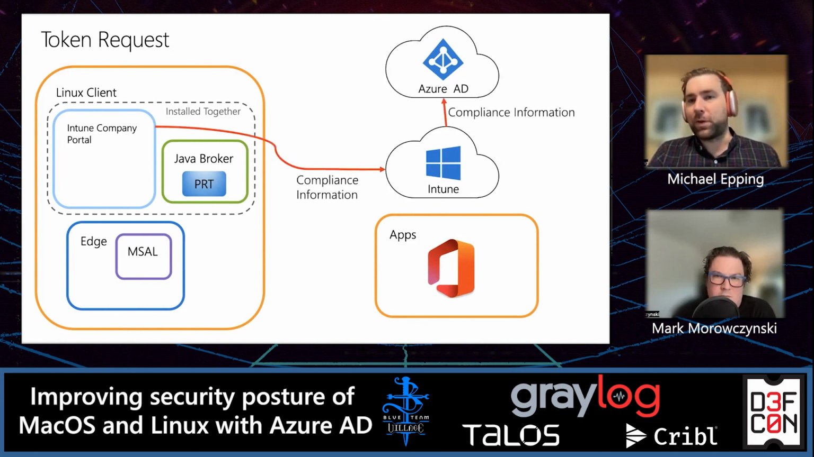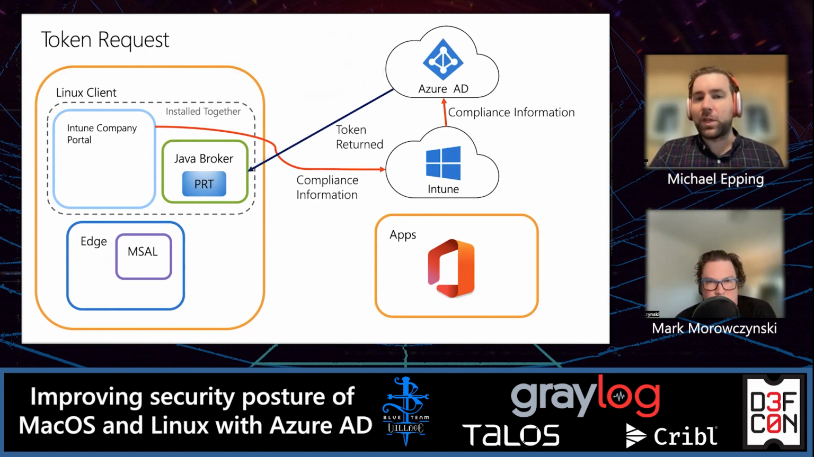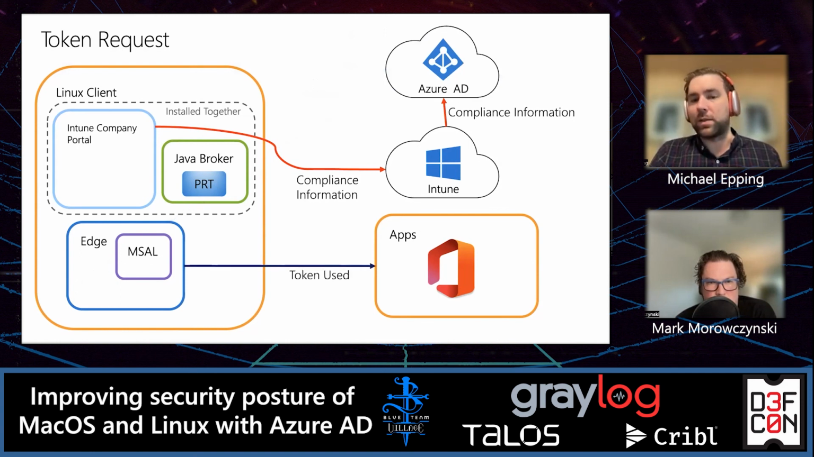So just like before, we have compliance information flowing through to Azure AD. My user might go to an application, request a token, and we go to evaluate conditional access. Just like before, we need to make sure that the user's in a compliant state, that they've done their MFA, whatever controls are in place. If everything's good, the token is returned to the Java broker. The Java broker returns the token to the application, and the application uses the token to access the app.